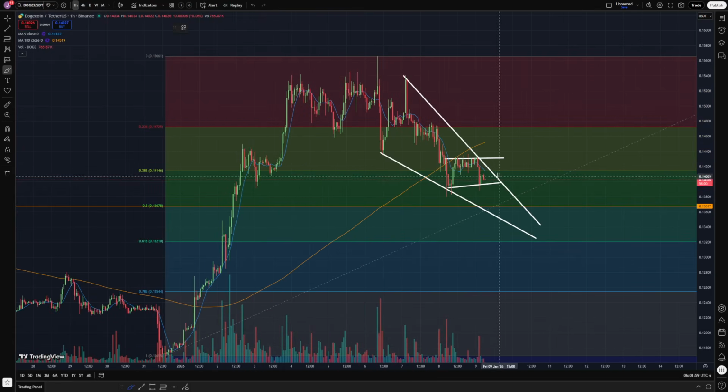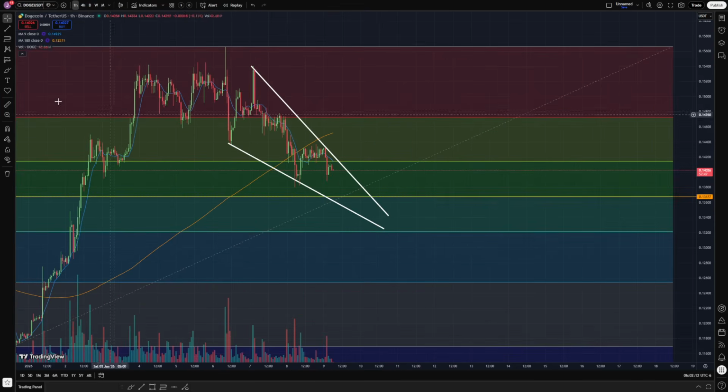Like I said, I wouldn't be surprised if it broke this going down, hit this. Maybe we break out of that. Maybe that's a nice little trade. I don't know. Let's say falling wedge happens. I don't know. We'll see. Sometimes they break to the downside too, and then they do a fake out.